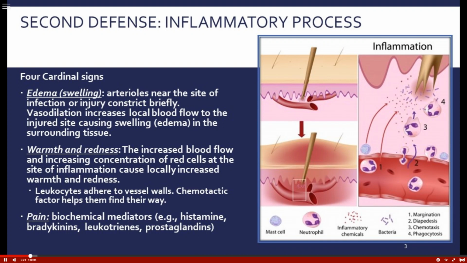The other thing that's happening and why you're going to see some of that warmth, and this is going to also add a little bit to the edema, is leukocytes adhere to those vessel walls. Well, how do they even know to get there? Well, there's something called the chemotactic factor. So the chemotactic factor says, hey, come on down this way. And that's how they know instinctively to head towards that cut or that sore. Now, pain, we've already talked about pain and these biochemical mediators, histamine, bradykinins, leukotrienes, and of course, those prostaglandins. Those help us realize that there's something going on. In other words, we have a break in our skin, we've cut ourselves, fire, whatever. And so those are really the 4 cardinal signs of inflammation. So inflammation is really a good thing.